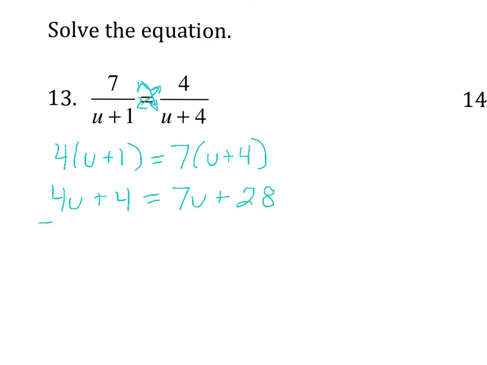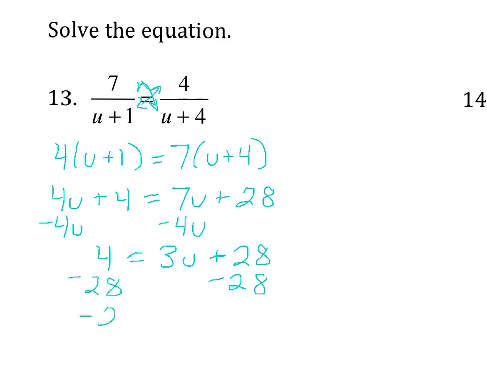And now I want to subtract the 4u to get all the u's on one side. So I have 4 equals 3u plus 28. I'm going to subtract 28 and I have negative 24 equals 3u. So if I divide both sides by 3, I get negative 8 equals u.